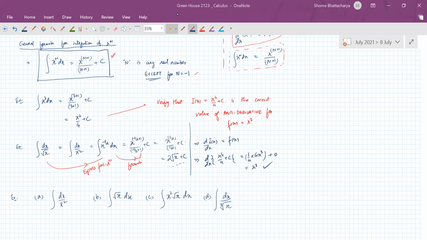Okay, very good. Vansh, Vedant, Rishikesh, correct answers. Just once you have to remember to add the constant C.